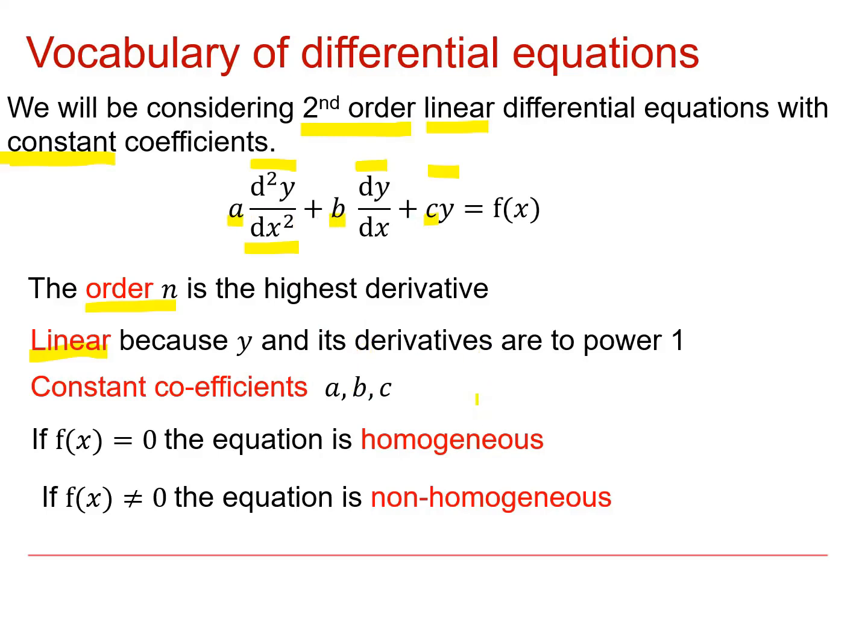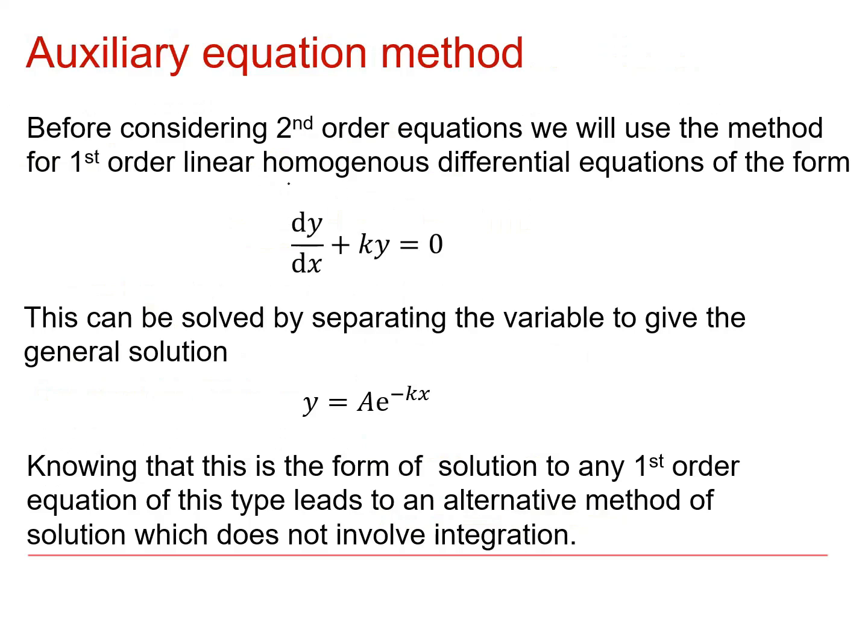Finally, we need to understand the terms homogeneous and non-homogeneous. This function on the right-hand side, well, if that is just 0 on the right-hand side, we say that the equation is homogeneous, and if that's non-zero, it's non-homogeneous. So before we use what we call the auxiliary equation method to solve second order equations, we're going to look at it in the context of a first order differential equation.